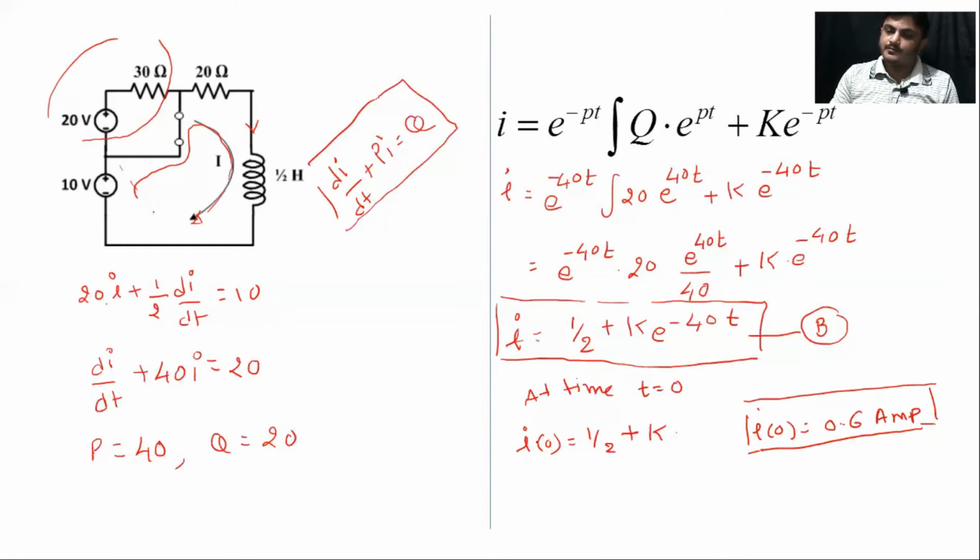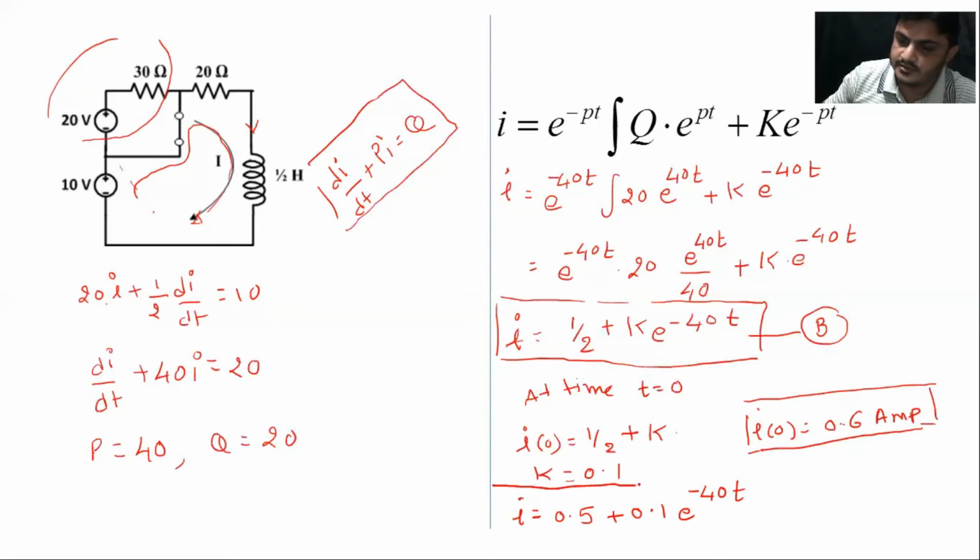So if I put here 0.6, this is 0.5. So it means that the value of k is equal to 0.6 minus 0.5, so that is equal to 0.1. Let us put the value of k equal to 0.1 in expression b. So I will get I equal to 0.5 plus 0.1 e raised to minus 40 into t. This is known as your particular solution for this circuit, right?